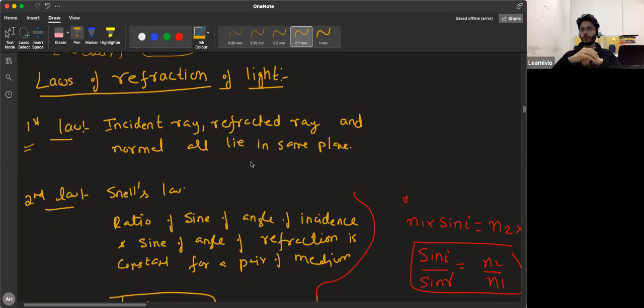You understand plane, right, Umar? Yes, sir. The copy on which you're writing is one plane. So all lines that you are drawing are in one plane. So your incident ray, normal and refracted ray will all be in that plane. It will not come out of the plane of your copy. That's the first law.